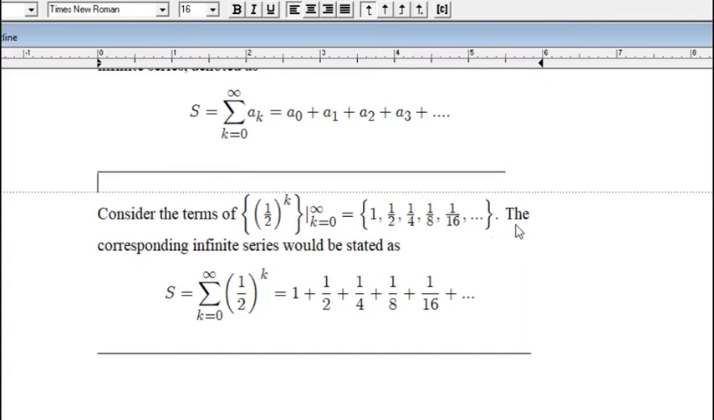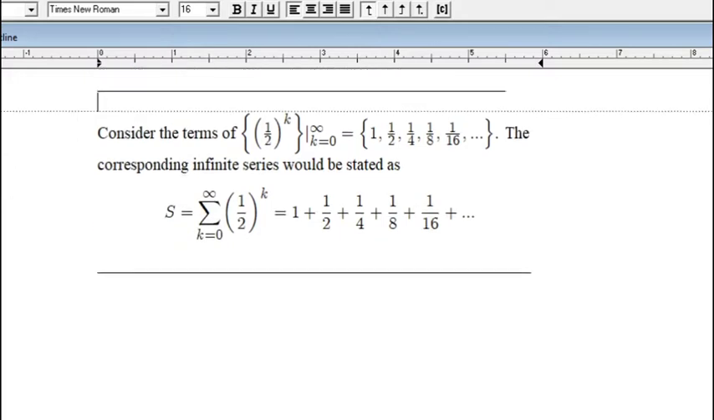In this particular case, the corresponding infinite series would be stated as the value s equal to the summation from k equals 0 to infinity for the arguments of that sequence, 1/2 raised to the kth power, which is nothing more than starting with that 0 term of 1, adding it to the first term of 1/2, adding that to the second term of 1/4, adding that to the third term of 1/8, and so forth. This continues off towards infinity, highlighted in the upper bound of our summation notation.